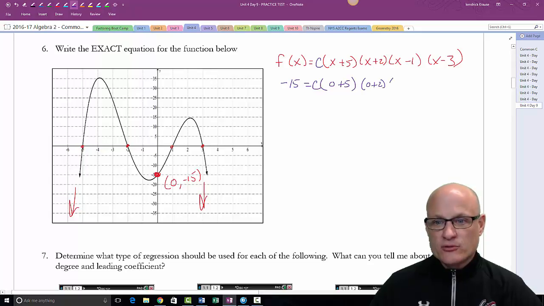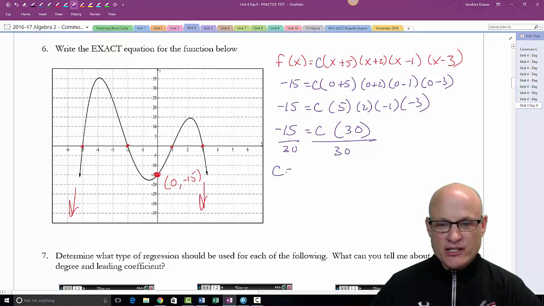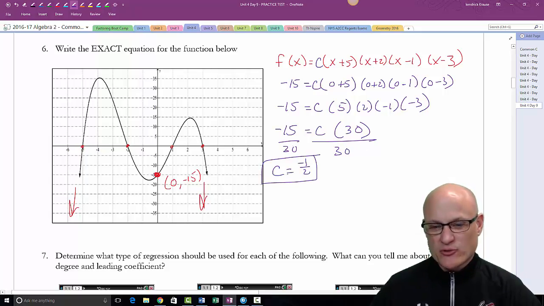0 plus 2, 0 minus 1, and 0 minus 3. So this is -15 equals c times 5 times 2 times -1 times -3. Or -15 is equal to c times, that's all positive, positive 30. Divide by 30, I get c equals -1/2. So I knew it was going to be negative, I just wasn't sure if it was going to be an actual number.